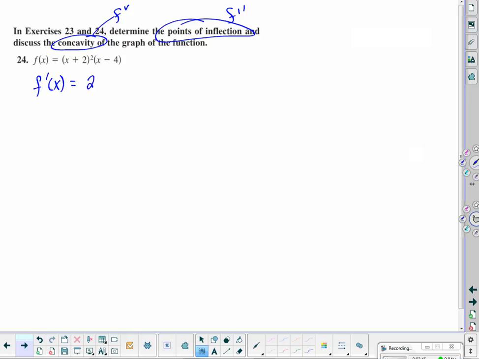This is going to be a 2 times x plus 2 to the first power. Derivative of the inside is simply 1. Then we multiply by the second function there, x minus 4. Multiplication rule has addition between it. Derivative of the second is a 1 multiplied by the first, and that has a little 2 up there so that we get the squared term.